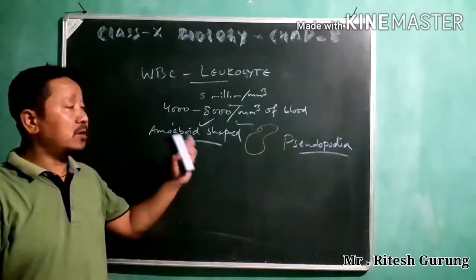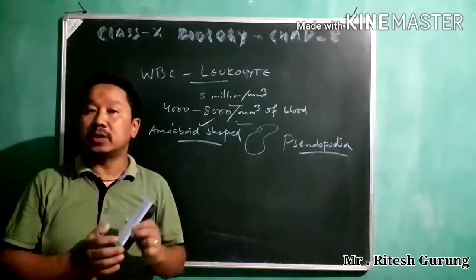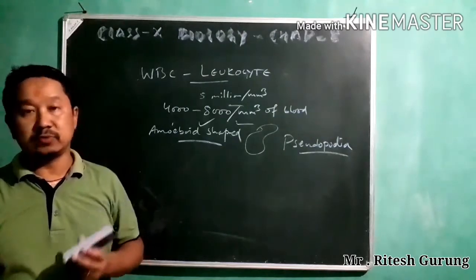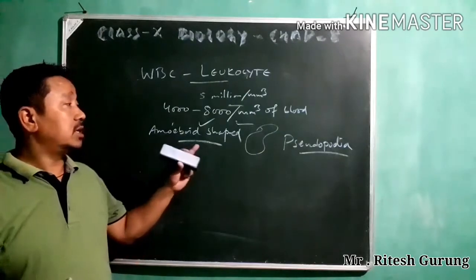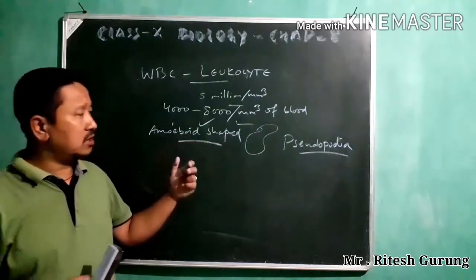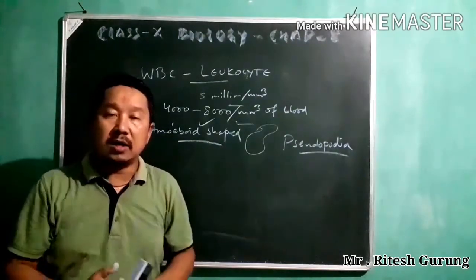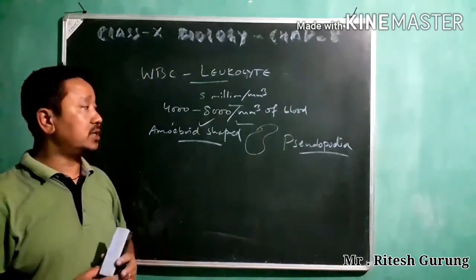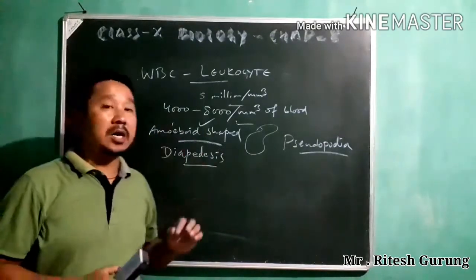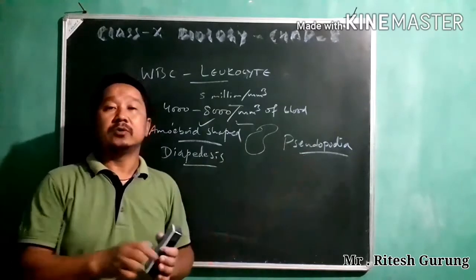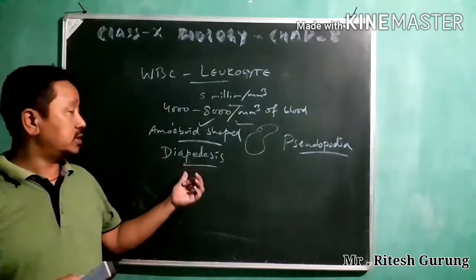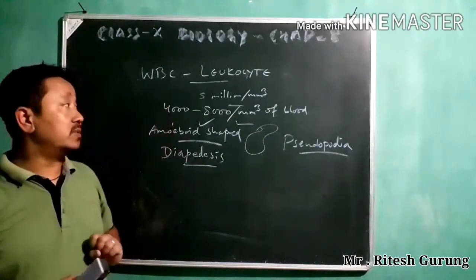With the help of pseudopodia, this WBC can ooze out, or squeeze out through the wall of capillaries into the tissue fluid, or into the tissue cells. That process of coming out of the wall of capillaries into the tissue cells is called diapedesis. This is a process by which WBC with the help of pseudopodia squeeze out through the wall of blood capillaries into the tissue cells. That is the capacity this WBC has got.